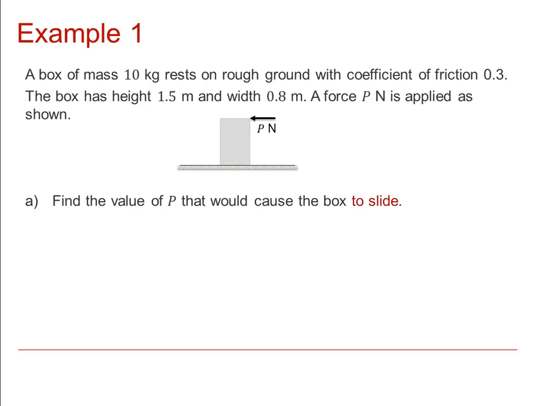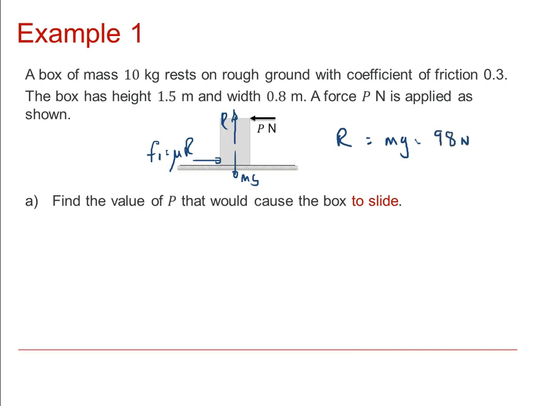Well, let's first consider the situation when it begins to slide. In that case, we'll have a frictional force which is opposing the motion equal to mu multiplied by r, where r is the normal reaction, and of course the vertical force is mg acting downwards and the normal reaction upwards, equal and opposite. So we can say that r must be equal to mg, which is just 10 multiplied by g, which is 98 newtons.